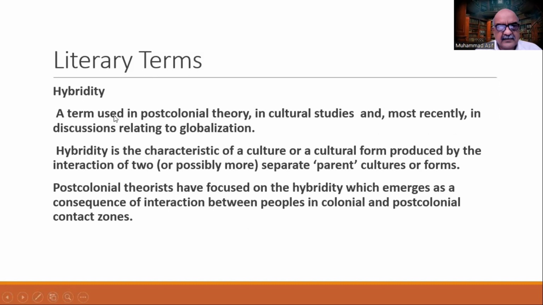Hybridity, a term used in post-colonial theory and cultural studies and most recently in discussions relating to globalization. Hybridity is the characteristic of a culture or cultural form produced by the interaction of two or possibly more separate parent cultures or forms. Post-colonial theorists have focused on the hybridity which emerges as a consequence of interaction between peoples in colonial and post-colonial contact zones.